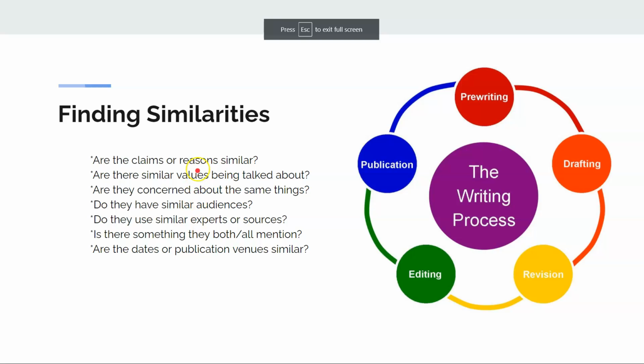So anyways, in finding similarities, what you want to be looking at between the sources is, are the claims or reasons similar? Are there similar values being talked about? Do they have similar audiences? Do they use similar experts or sources? And are the dates or publication venues similar?